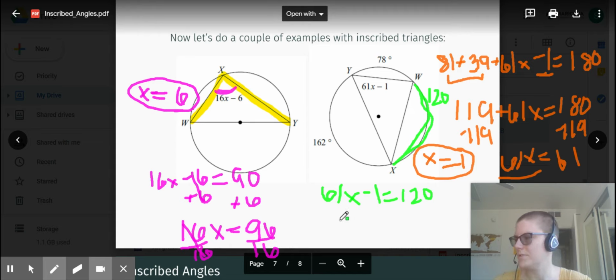Is that right? Let me just double check that with the calculator real quick. 360 minus 240. Yeah, so 120, 61x minus 1 is 120. Something's not right here. It's not 61x minus 1, it's 2 times 61x minus 1, right? Because the angle is half as big as the arc.